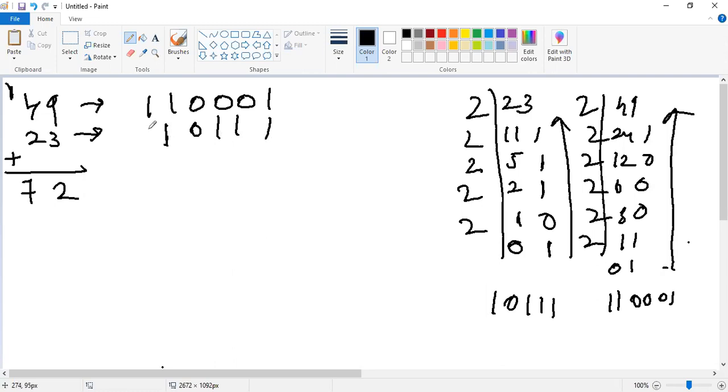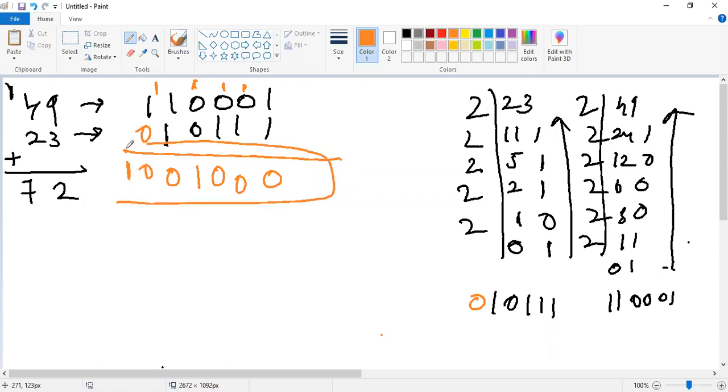So here we have to simply add. 1 plus 1 is 0, carry 1. 1 plus 1 is 0, carry 1. 1 plus 1 is 0, carry 1. This number we get if we add these two numbers, then we will get this one.